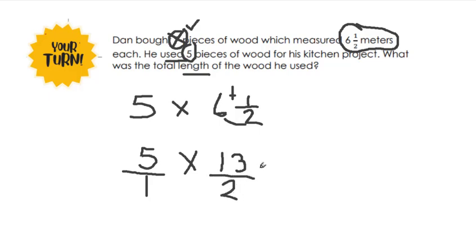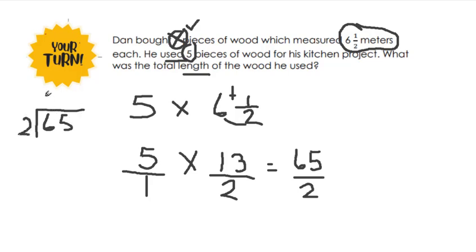Now we get to multiply across. 13 times 5 is 65, and 2 times 1 is 2. Now that's a big fraction. I'm going to go ahead and make it a division problem. Remember, every fraction is a division problem. So let's just go ahead and work that out. 65 divided by 2.